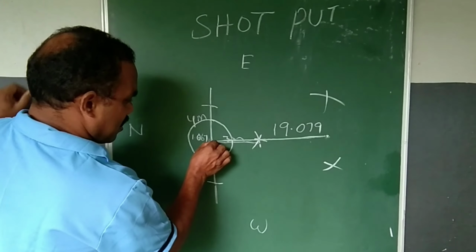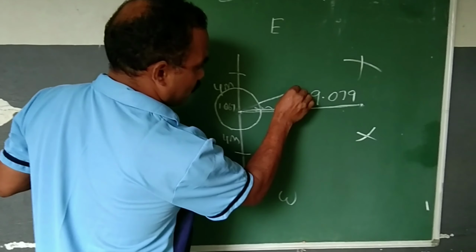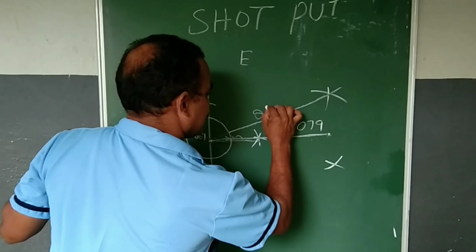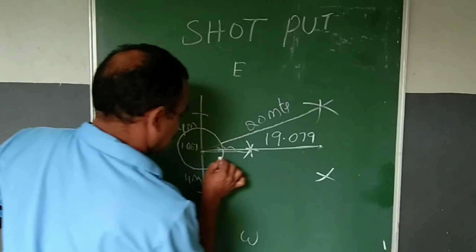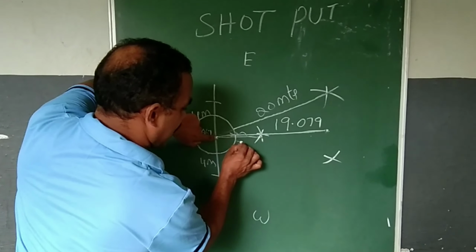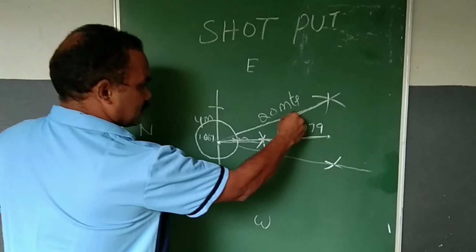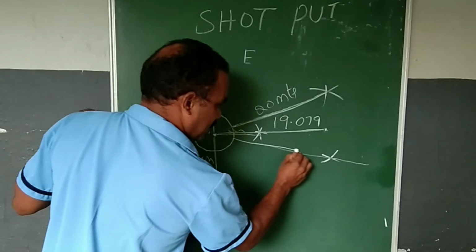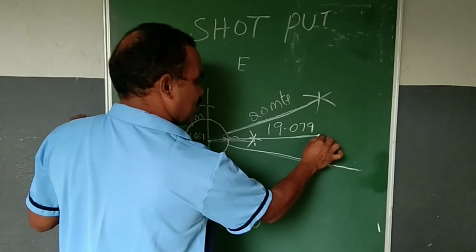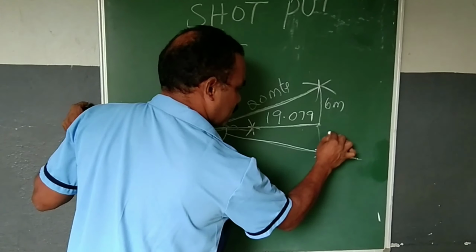So these are the sector lines. From here onwards you have to go for the sector lines. This one should be 20 meters. So this is the shot put sector. It can be extended maximum here, but from here to here is 6 meters, and here also 6 meters.